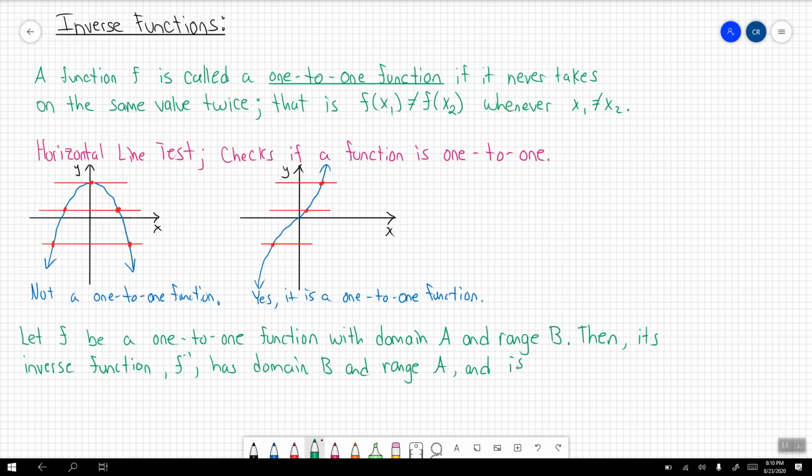And it is defined by: f inverse of y is equal to x if and only if f of x is equal to y, for any y in the range B.